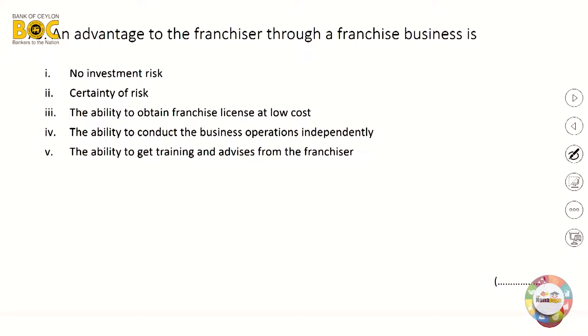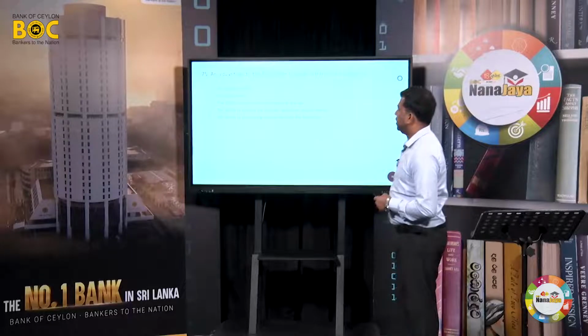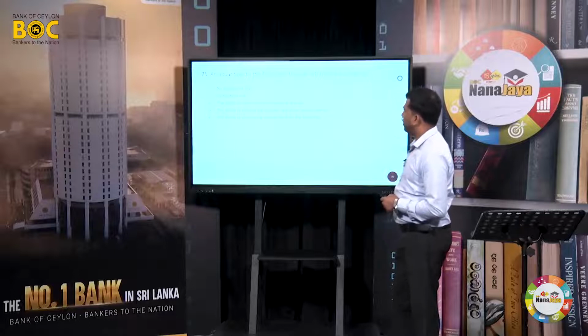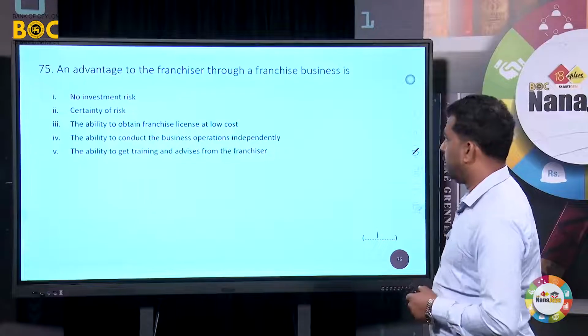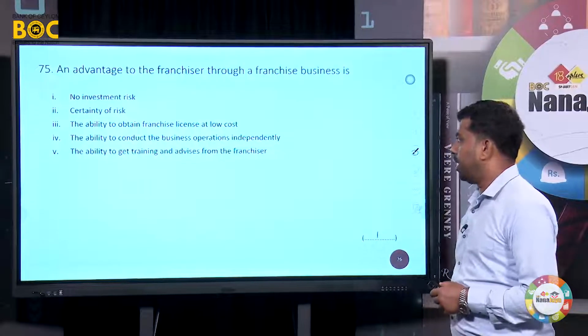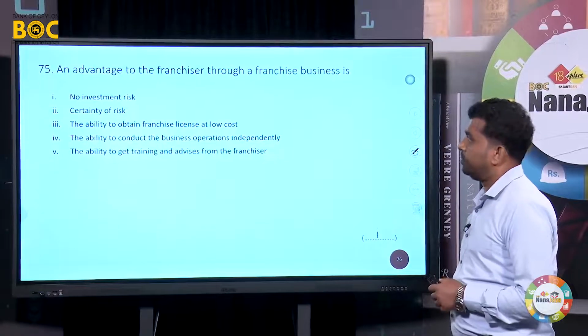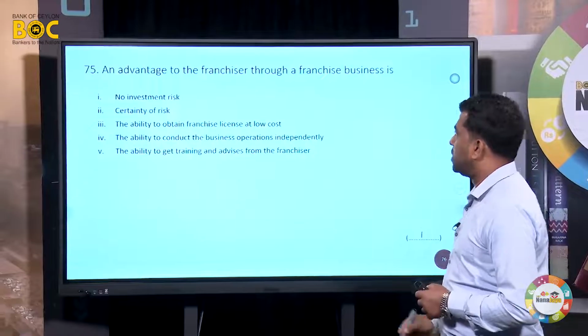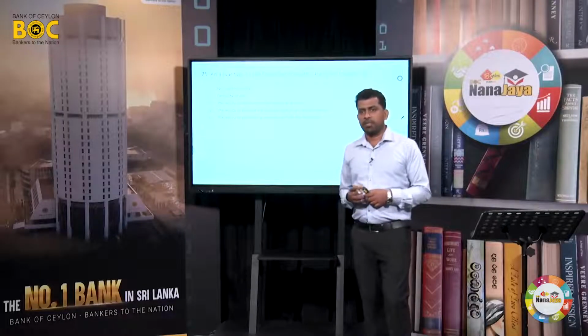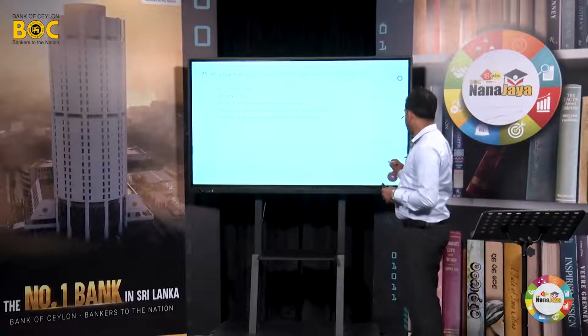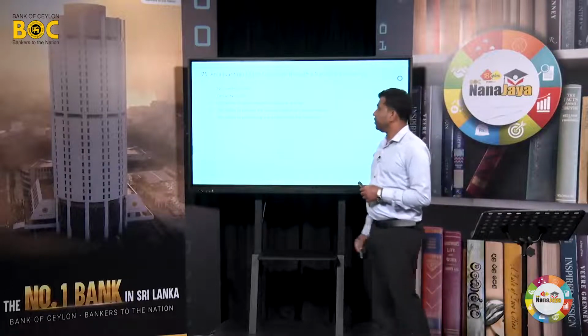Question number 75. An advantage to the franchisor through a franchise business is: first one, no investment risk; the ability to obtain a franchise license at low cost; the ability to conduct the business operations independently; the ability to get training and advice from the franchisor. First one is the answer, because the franchisor does not invest capital to start up the business of the franchisee. So we have to take the first one as the correct option.